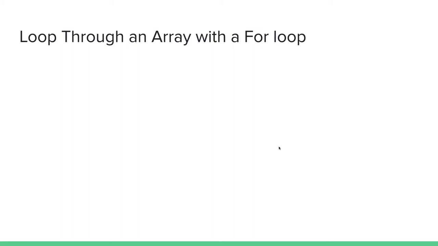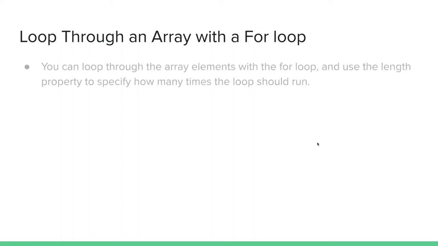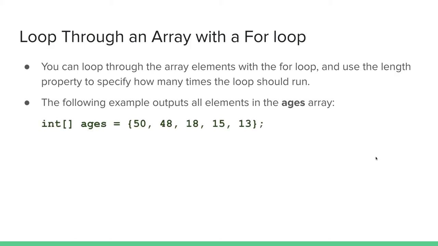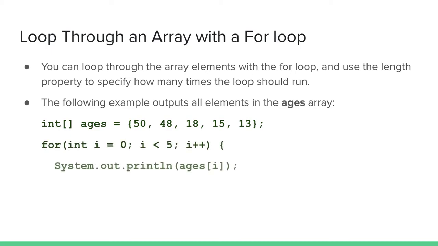So, looping through an array with a for loop. You can loop through the array elements with the for loop and use the length property to specify how many times the loop should run. The following example outputs all elements in the ages array. So remember our ages array, and we can say for i from 0 to i less than 5, and then print ages i. So this will print every element in this ages array.